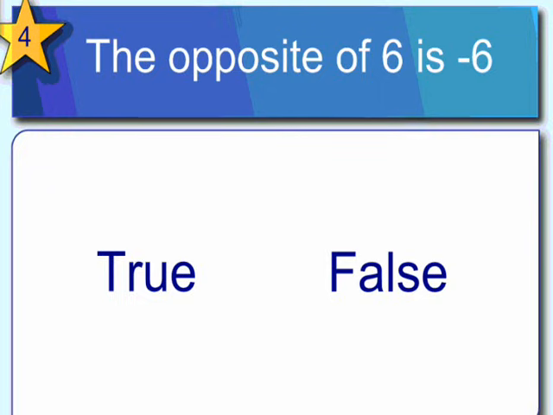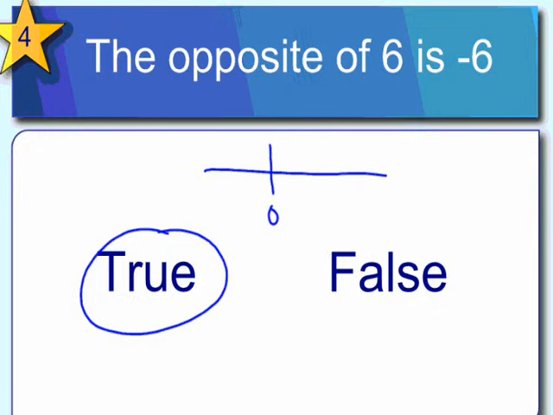The opposite of 6 is negative 6. Is the opposite of 6 negative 6? Well, that's actually true. Here's 0. Here we have 6. The opposite of 6 is negative 6. And the opposite of negative 6 would be 6.